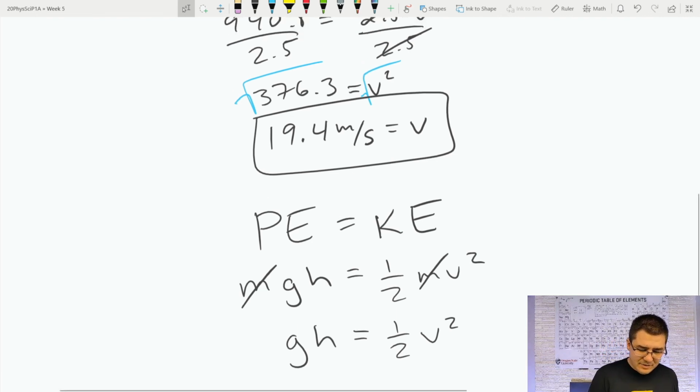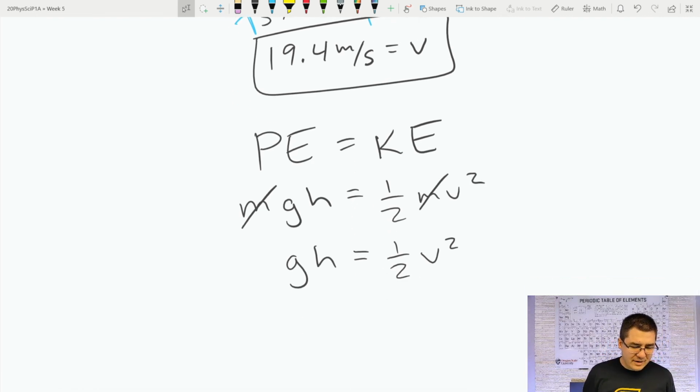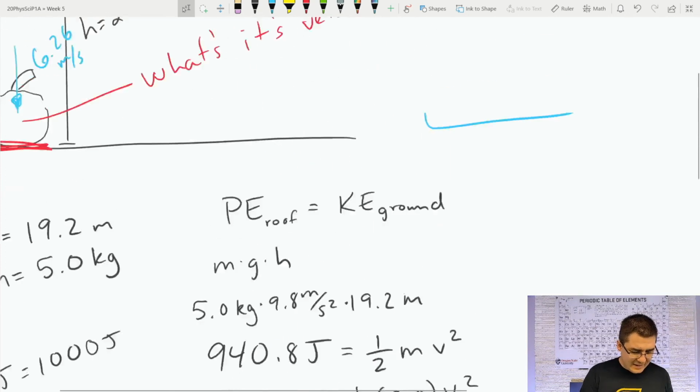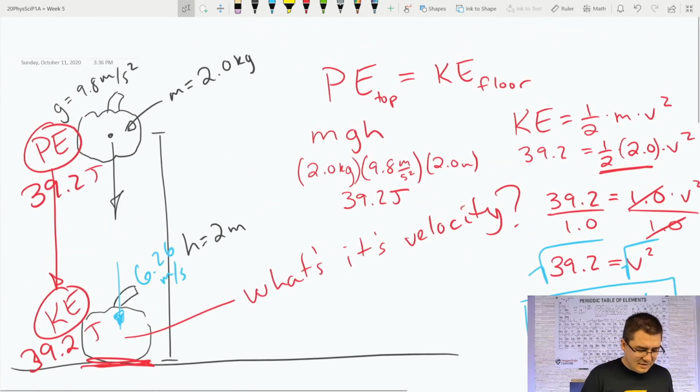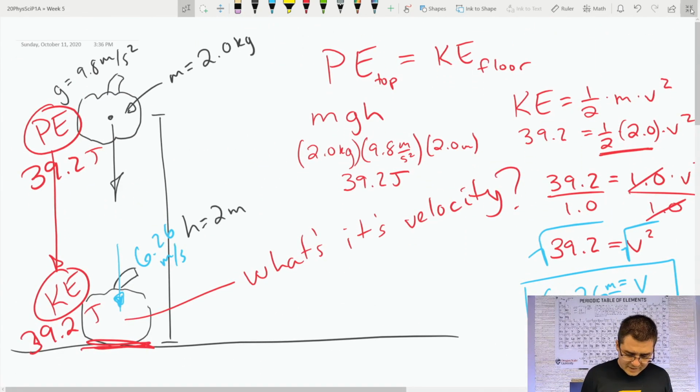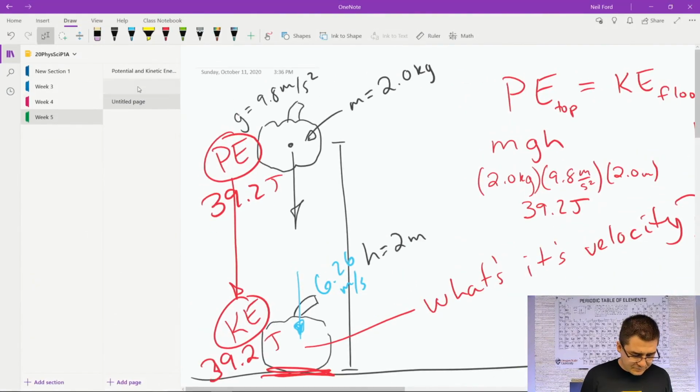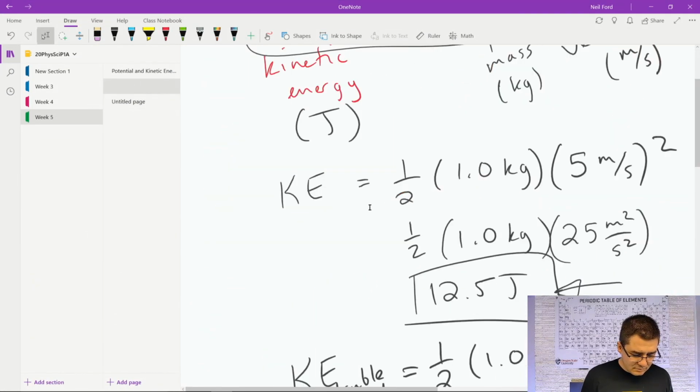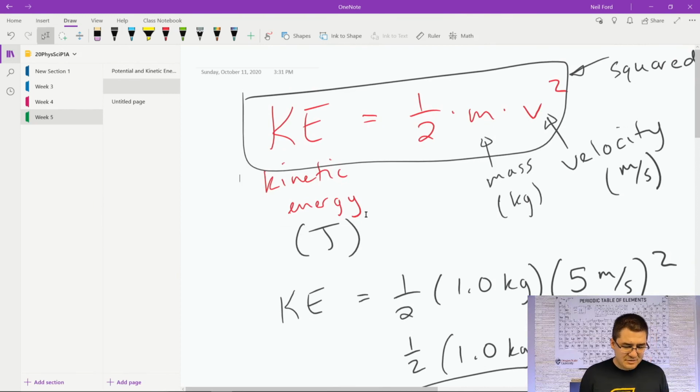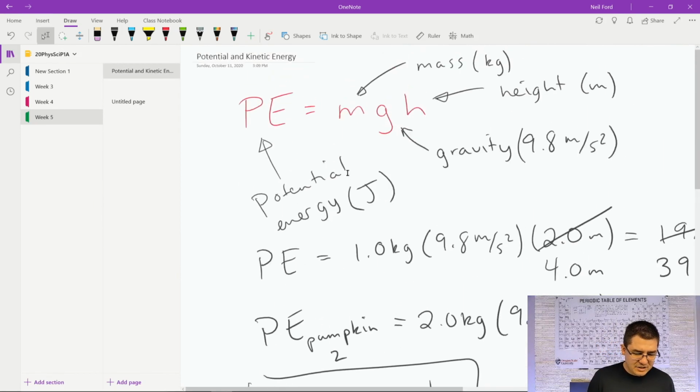But this formula is probably not going to be as useful as our, see if I can go back and just recap. Kinetic energy equation, 1/2 mv squared, and potential energy equation, mgh. Okay, so I'm going to wrap up the video.